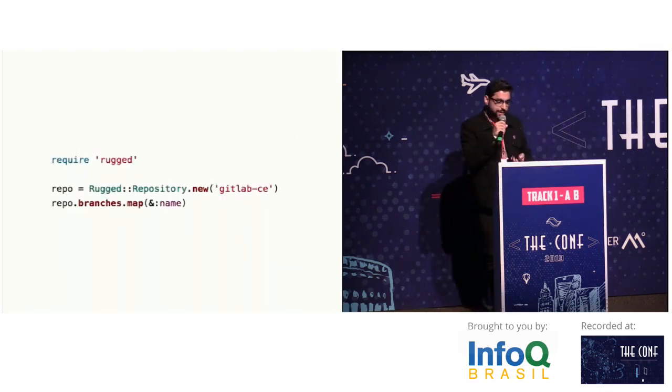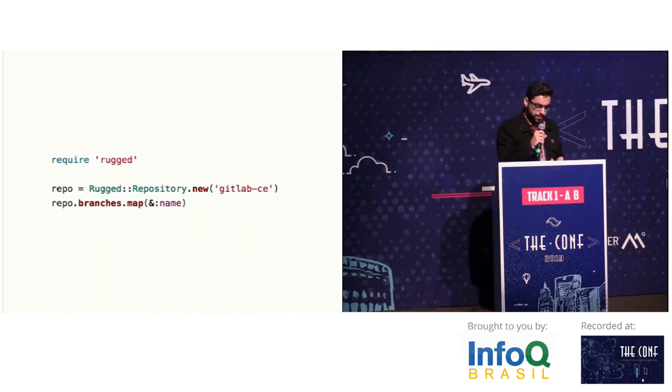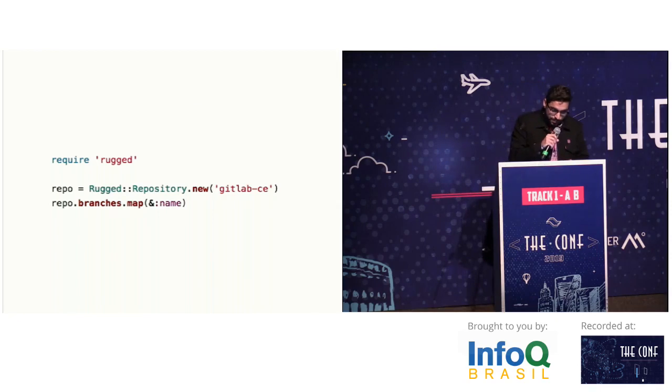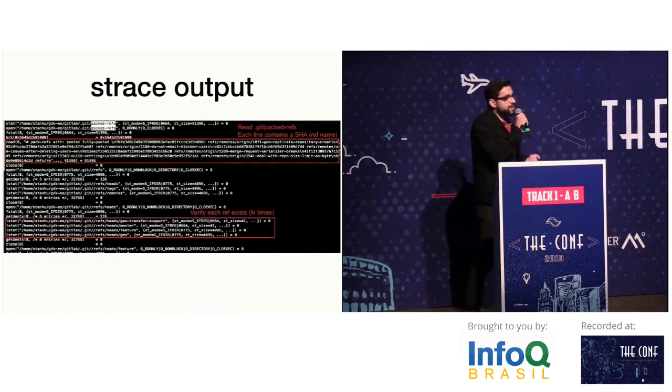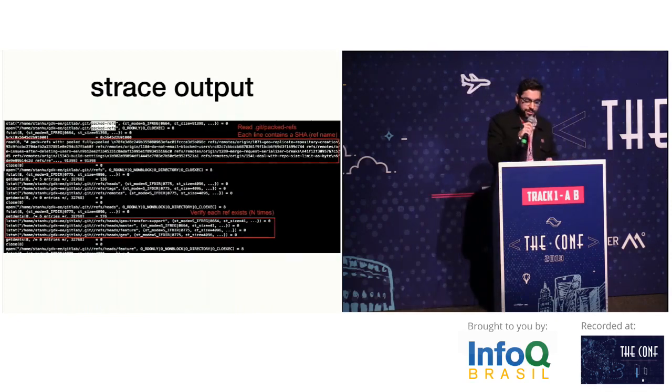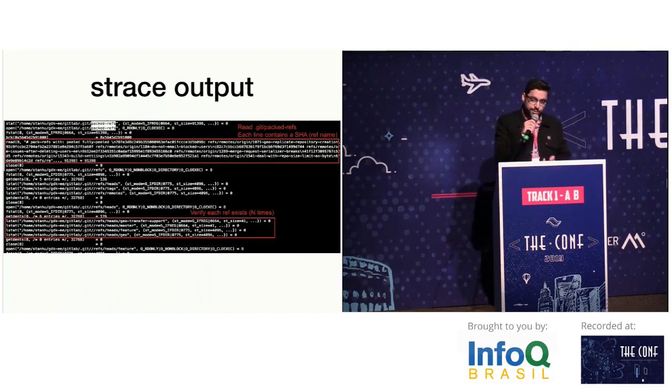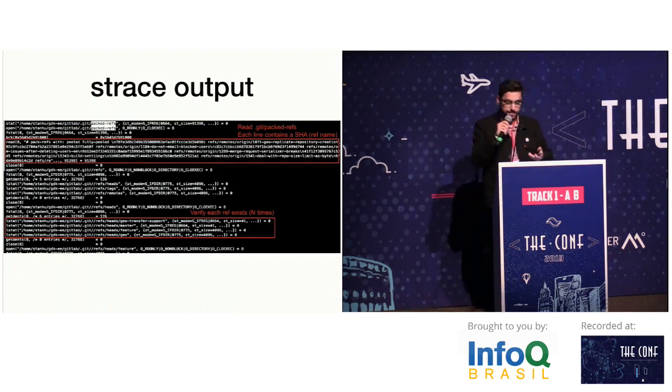So let's have an example of how we would fetch branches for this repository, for instance. At the time, we were using Rugged to fetch those repositories, and in this example, we are going to fetch the branches. So there's an output. I believe it's a little bit harder to see. But in the first part, we are reading this folder called git packed refs. So we are fetching branches, basically all the branches of the GitLab CE, for instance.